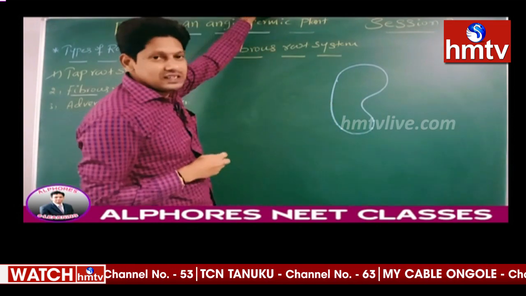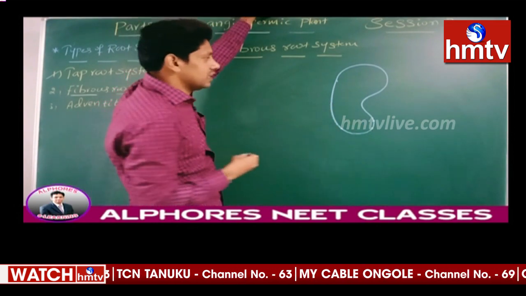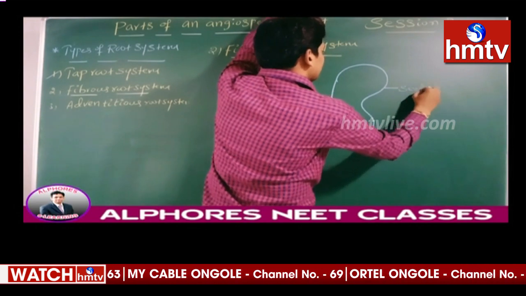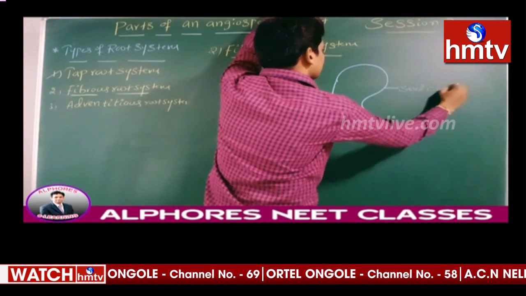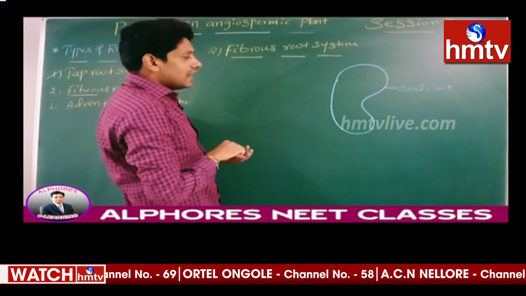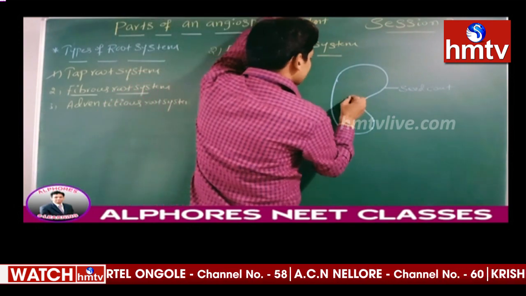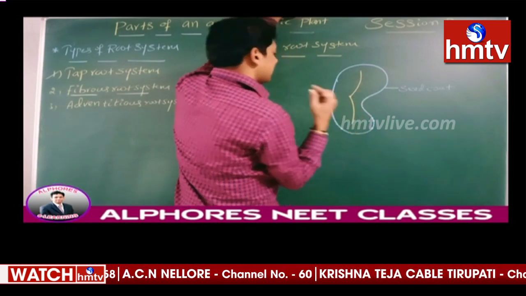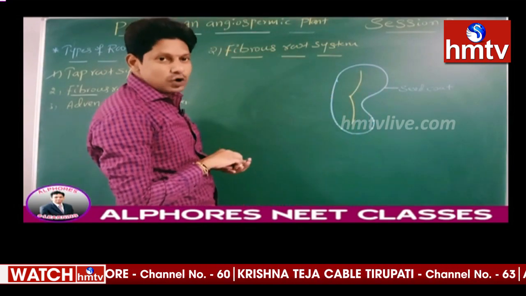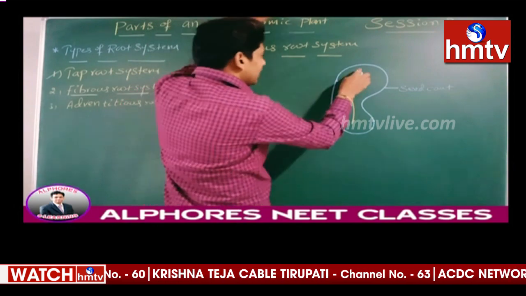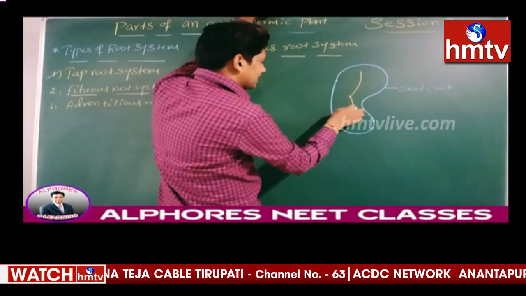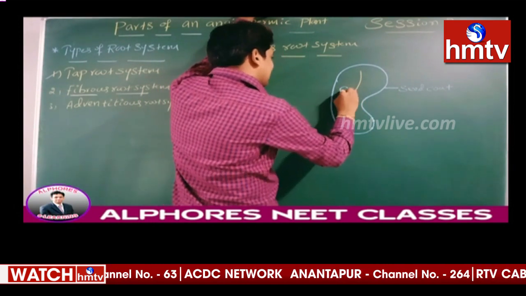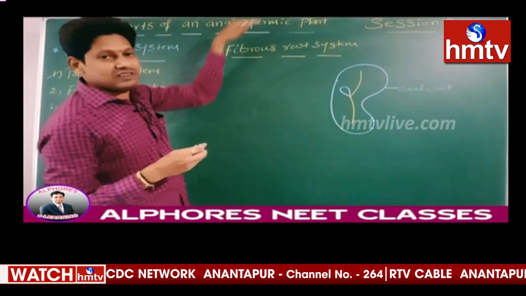Whether it is a dicot seed or a monocot seed, how many parts should it contain? Two parts. What are they? The first one is the seed coat, and the second part is the embryo. The embryo contains how many parts? Two parts. Number 1, the embryonal axis, and the second one is the cotyledons.